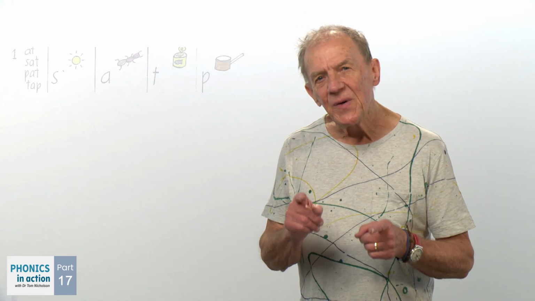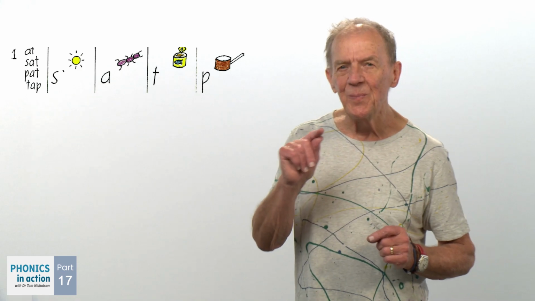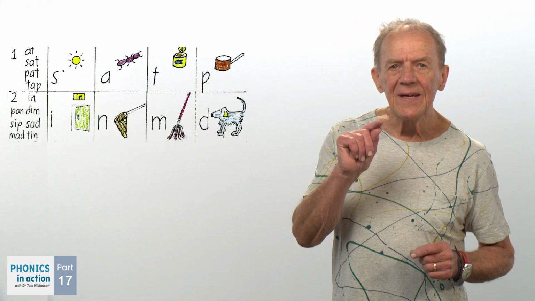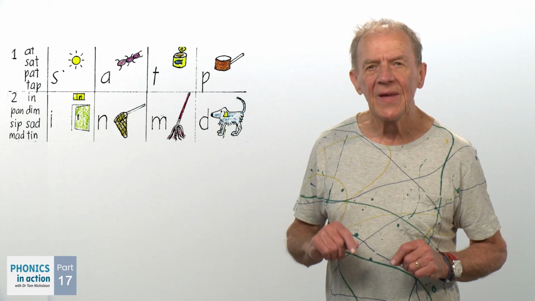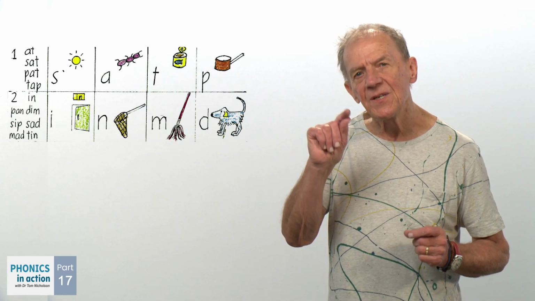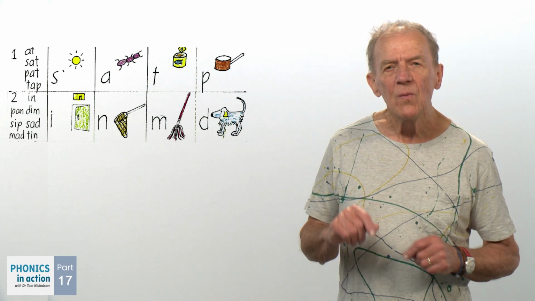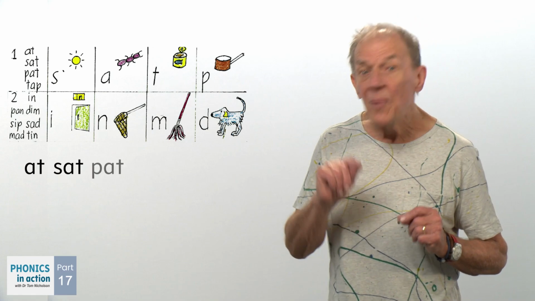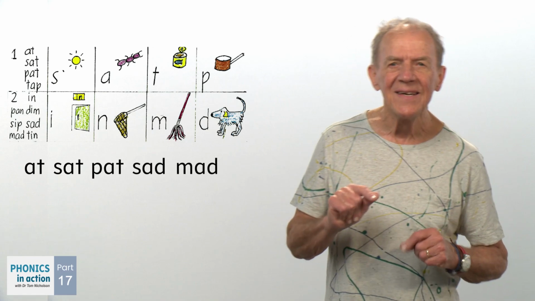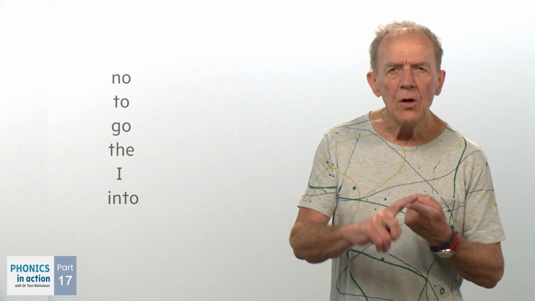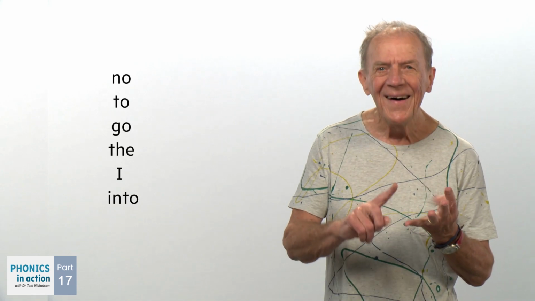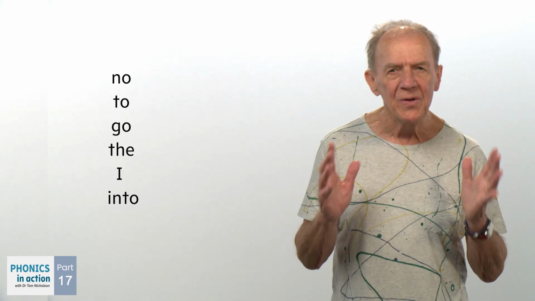In the first lesson, we covered the letter sounds s, a, t, p. The next lesson was n, m, d. And we made words with the s, a, t, p, and the n, m, d letter sounds. Words like at, sat, pat, sad, mad, and so on. Each lesson had a small number of high-frequency tricky words to practice, just these ones: no, to, go, the, I, and into. And we kept practicing those 6 tricky words.